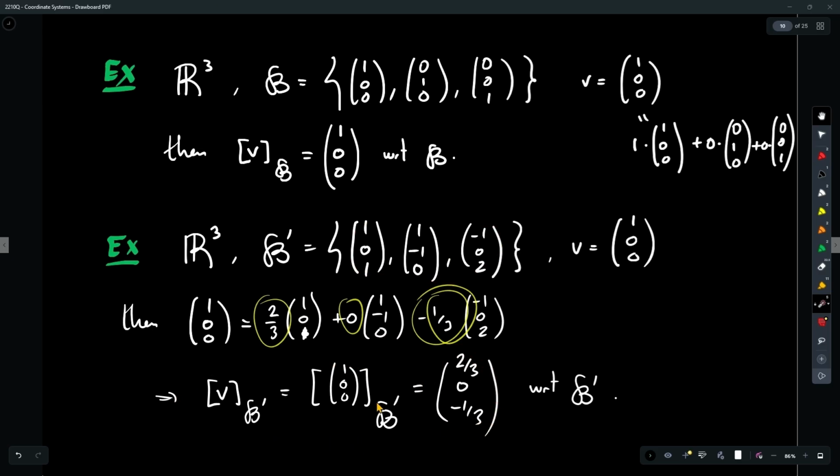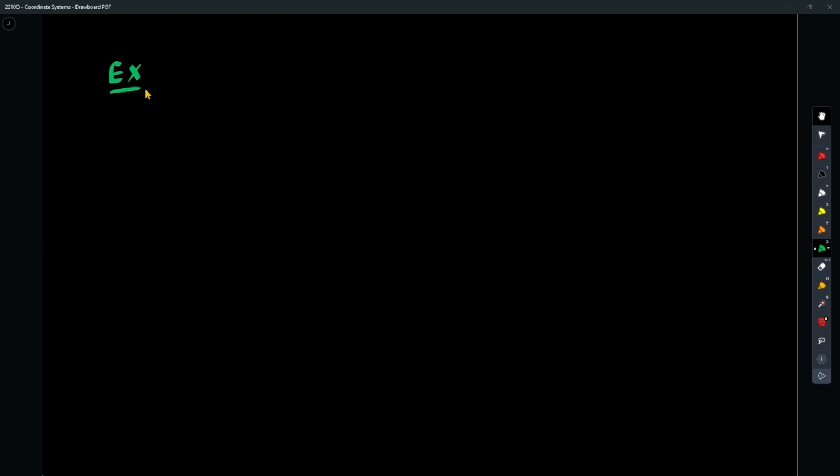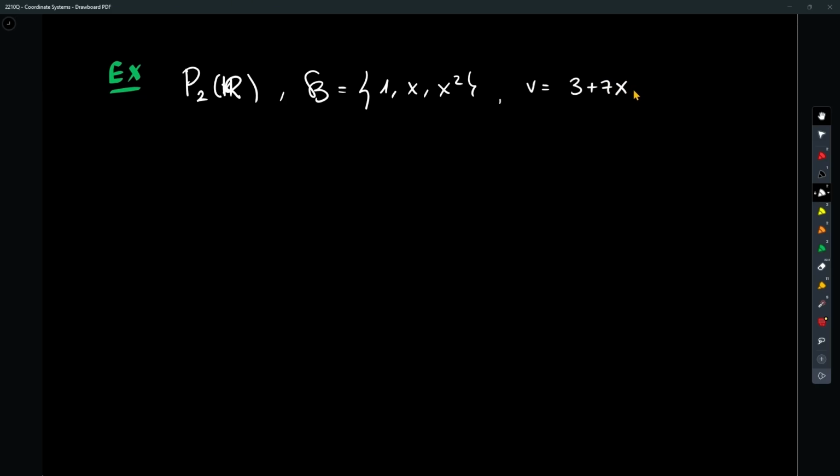For example, if I'm talking about polynomials of degree up to 2 over the real numbers, and I take my basis to be the usual basis, 1, x, x squared, and I take the polynomial 3 plus 7x minus 2x squared, then the coordinates of that polynomial with respect to the usual basis for polynomials will be 3 times 1, then 7 times x, minus 2 times x squared.